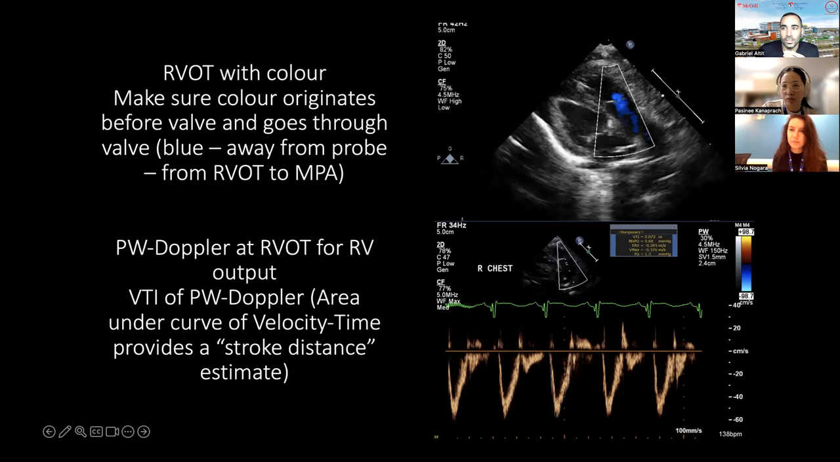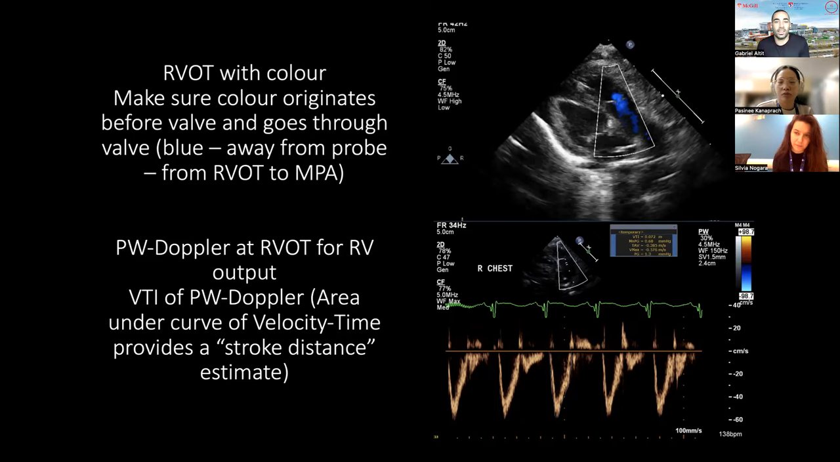Red by convention is typically towards the probe. Blue is away from the probe. And the color will be a graphic representation of the speed that the machine is providing. So this number tells you everything that is below this velocity will be filtered out.